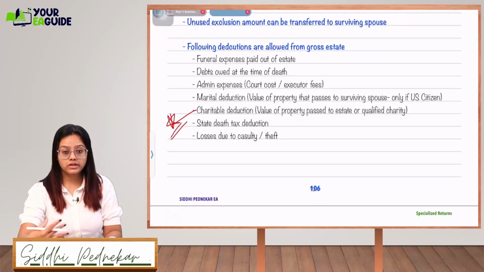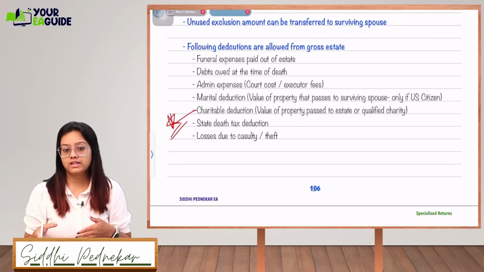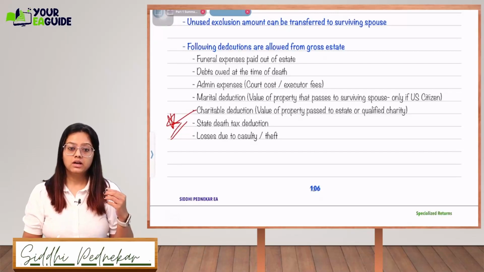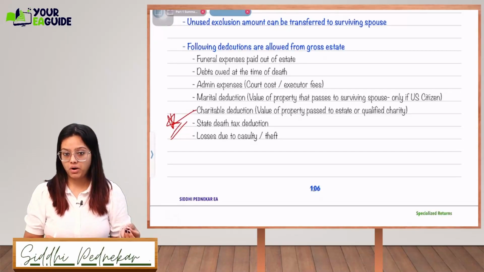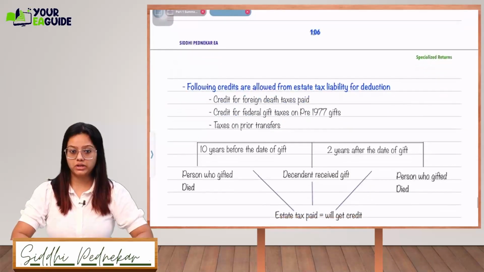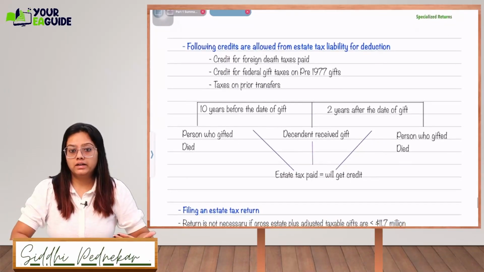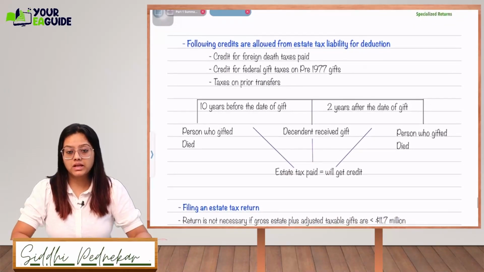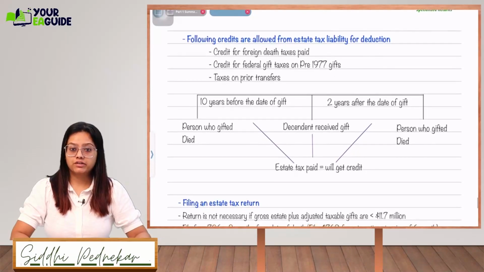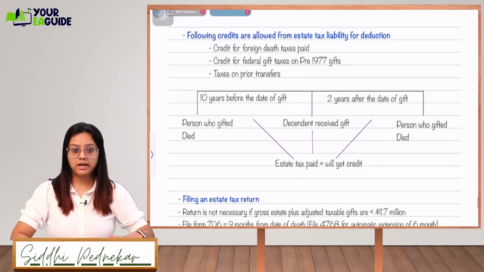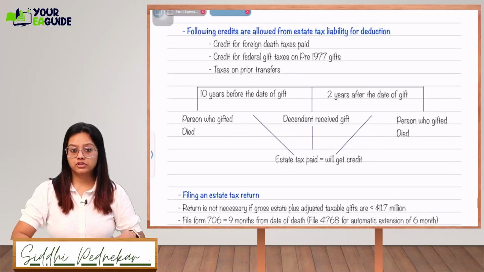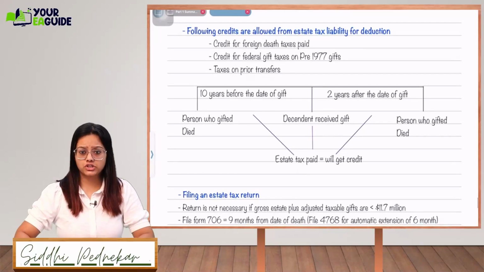Losses due to casualty and theft: let's say before transferring the asset, there is certain casualty and theft in the property, and due to that there is a loss. That deduction can also be taken over here. Next, the following credits are also allowed. Credit for foreign death tax paid, if you have paid any death taxes in a foreign country, then credit for federal gift tax paid, and taxes on prior transfers. All those can be allowed.